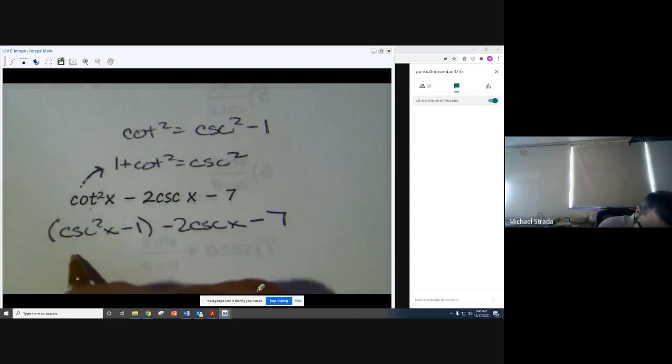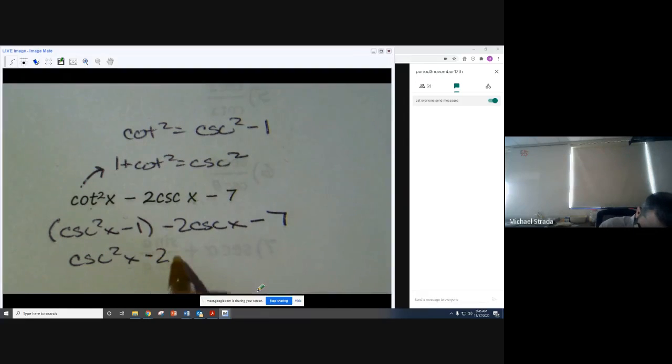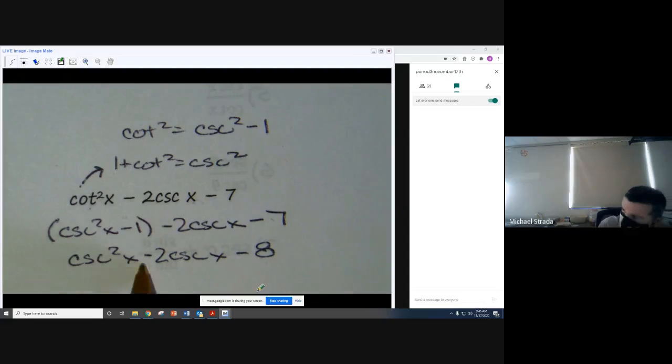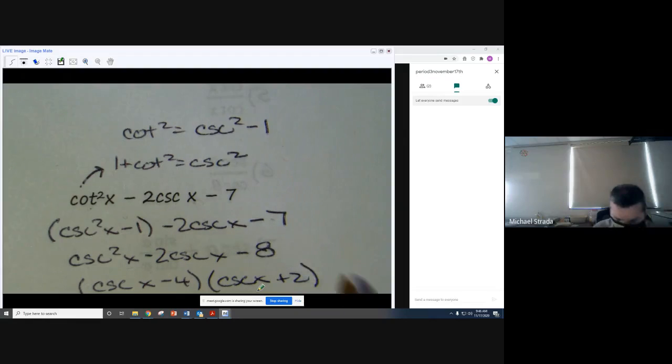All right, the cosecant squared x will be all by itself. The minus 2 cosecant x will also be by itself. We're just going to put together the negative 1 and the negative 7, which gives me negative 8. What numbers go into 8? 4 and 2. So it's cosecant x minus 4, cosecant x plus 2.